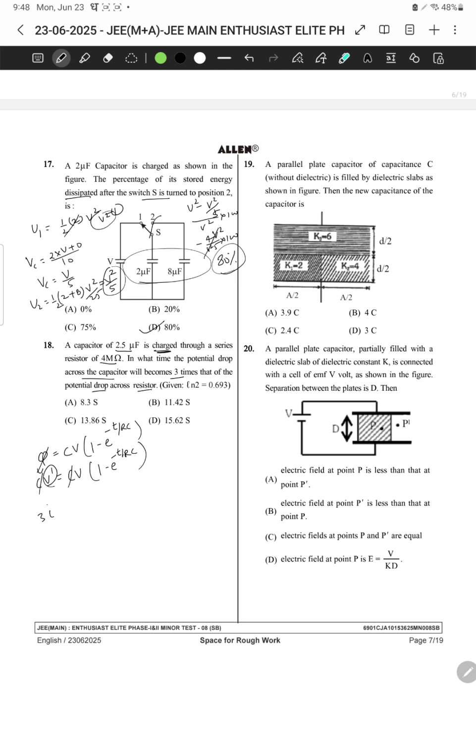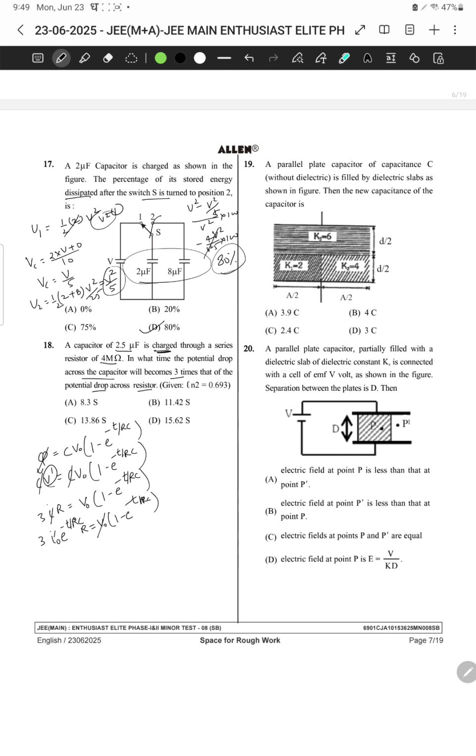So let's say the current at that instant is I, so 3IR is equal to V into 1 minus e to the power minus t by RC, and this V naught I'm writing here, that is the maximum. I will be equal to I naught e to the power minus t by RC, that is the formula of current and charge. So I hope you know these formulas.